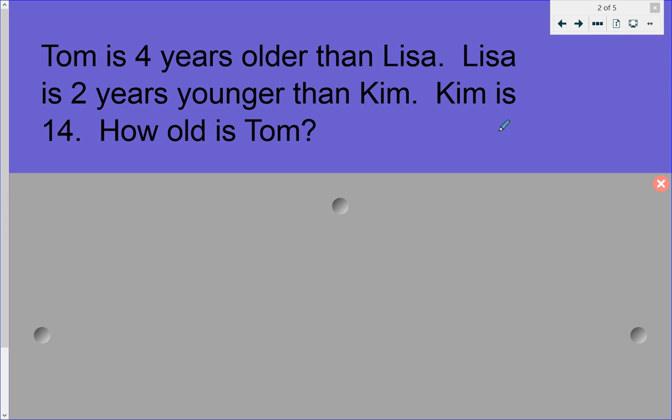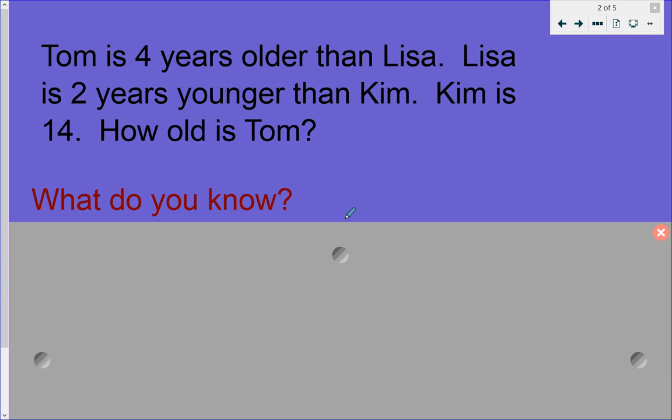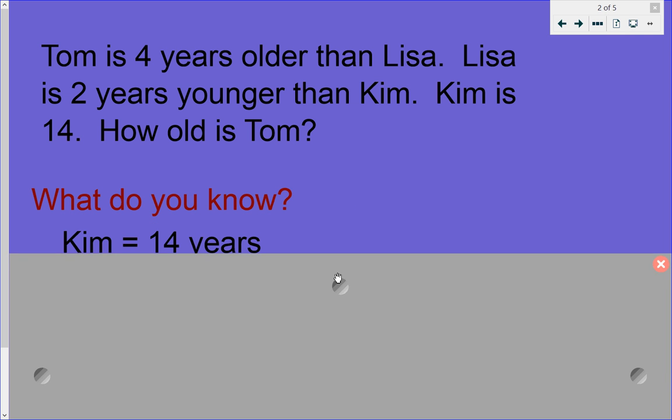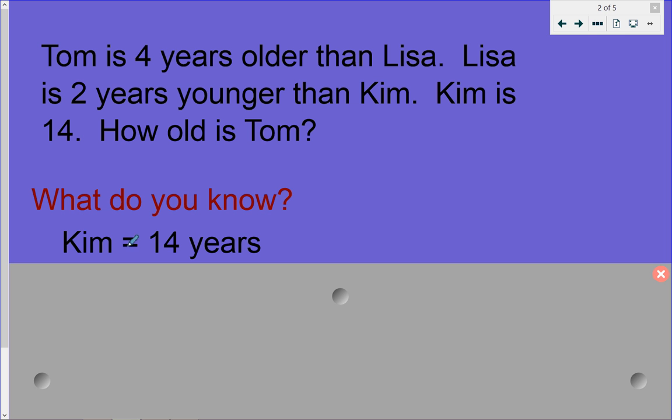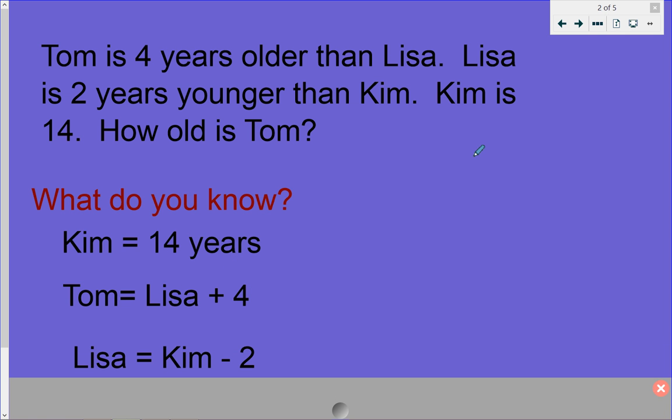Tom is 4 years older than Lisa. Lisa is 2 years younger than Kim. Kim is 14. How old is Tom? The first thing we want to ask ourselves is, what do we know? A lot of information in there. One thing I know for sure is Kim is 14. So Kim equals 14. I also know that Tom's age is 4 years older than Lisa, so Lisa's age plus 4 gives me Tom. I know that Lisa is Kim minus 2 because it says Lisa is 2 years younger than Kim.